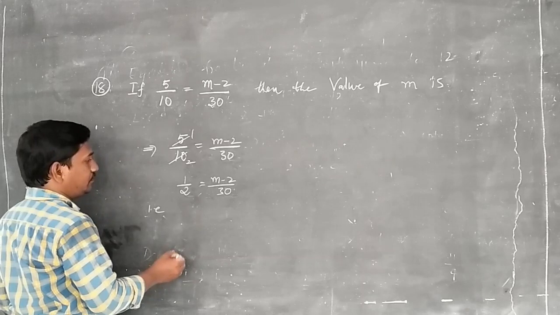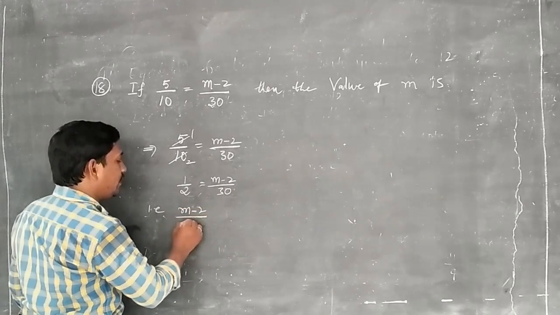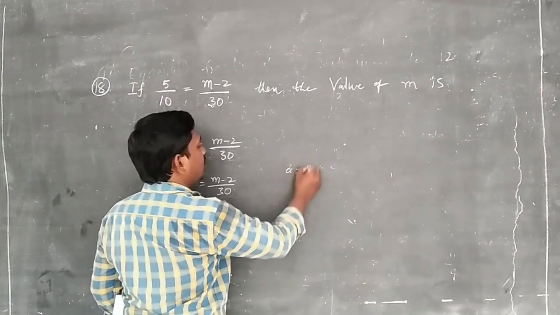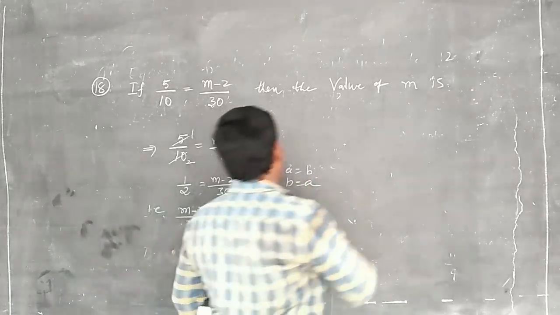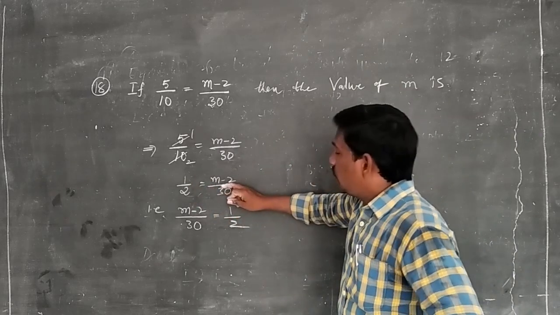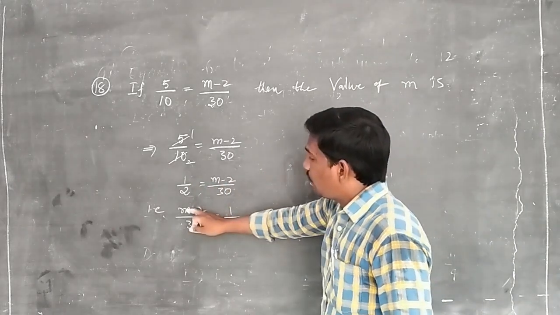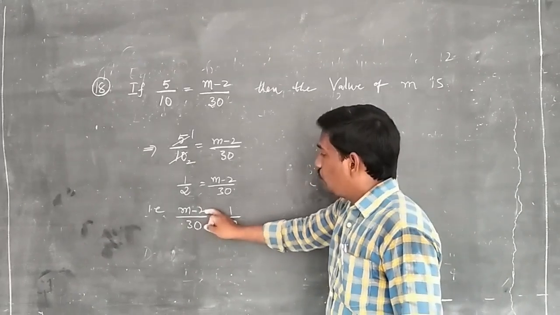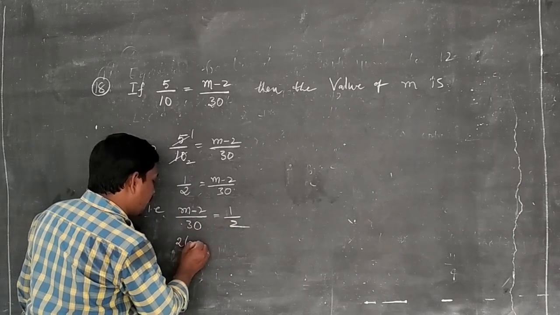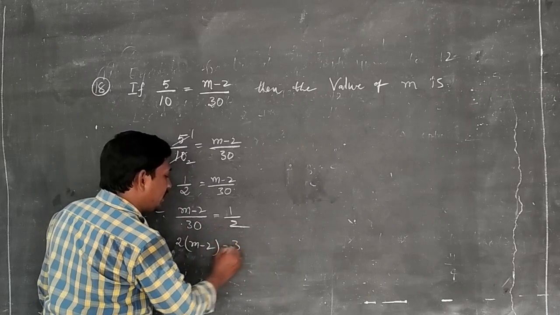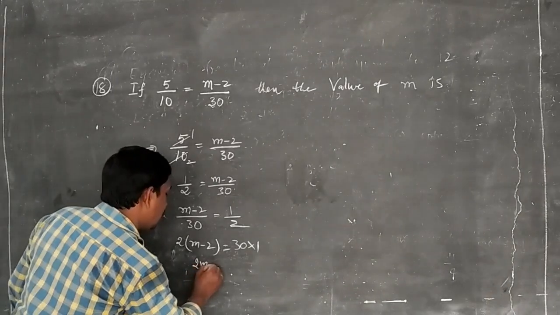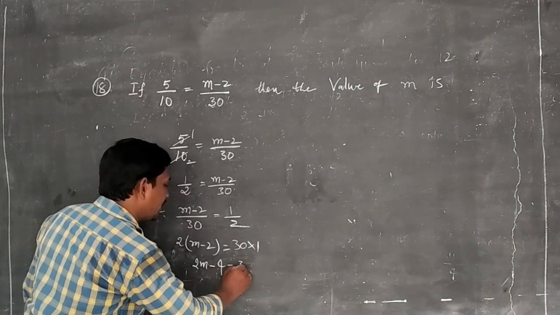Identically, m minus 2 by 30 equals 1 by 2. If A equals B, we can say that B equals A. So m minus 2 by 30 equals 1 by 2. Do the cross multiplication: 2 into m minus 2 equals 30 into 1. 2m minus 2 2s are 4 equals 30.